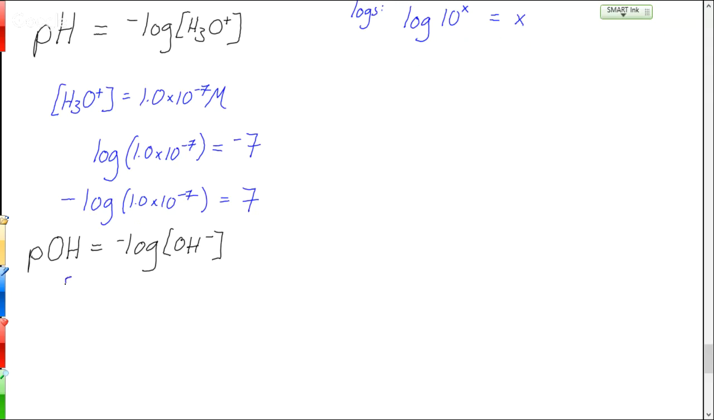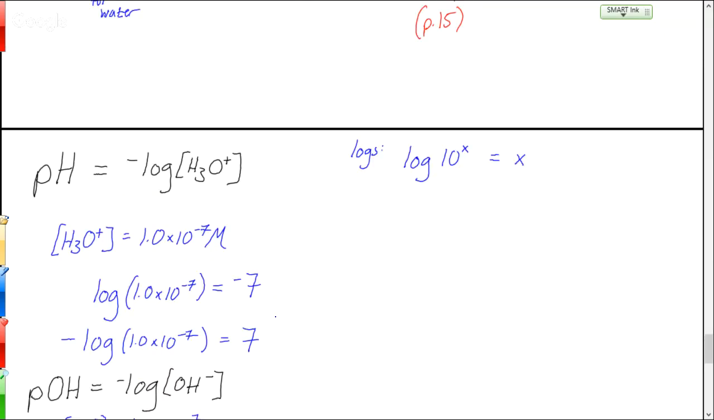So let's say our hydroxide ion concentration is like it is in pure water, also 1 times 10 to the minus 7. What's the pOH going to be then? We have that same concentration, we're doing the same thing. It's going to be 7, yeah. So that'll be also the negative log of that same value, which is 7.